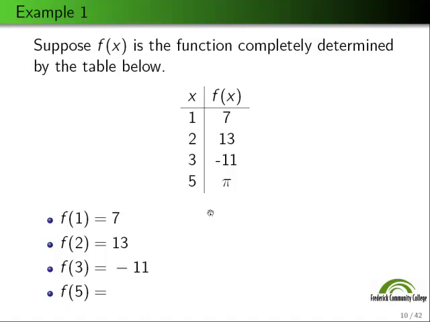We put a 5 into our function f, and it has an output of pi. So very straightforward. Tables are very straightforward. I think everyone should get that.